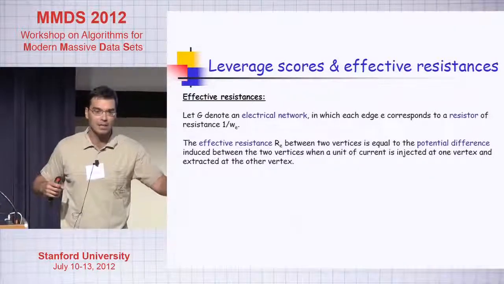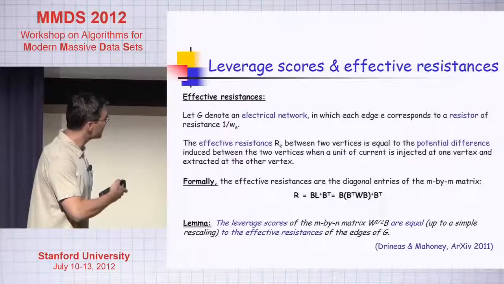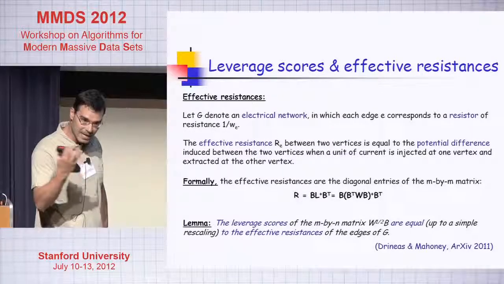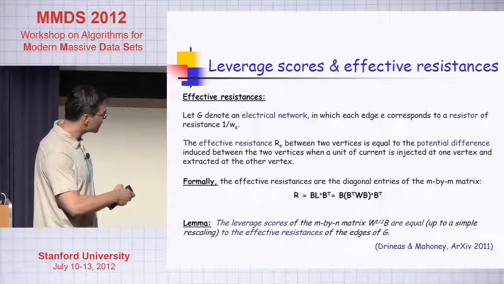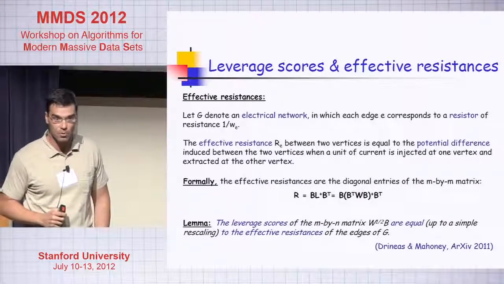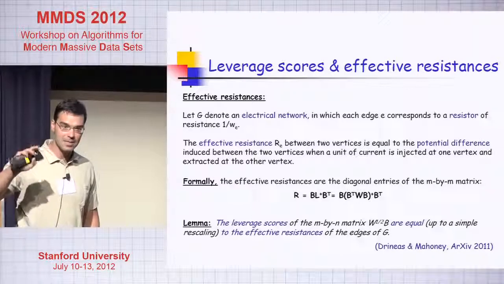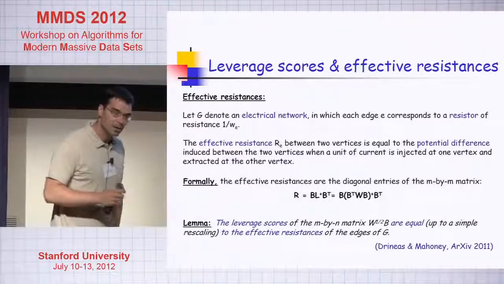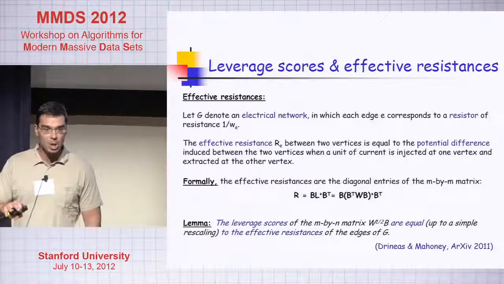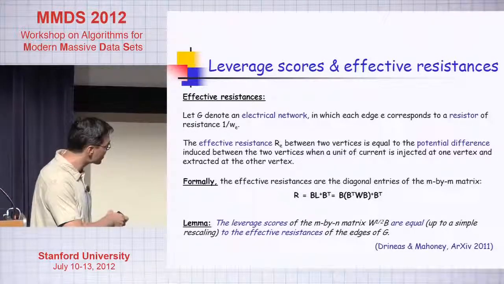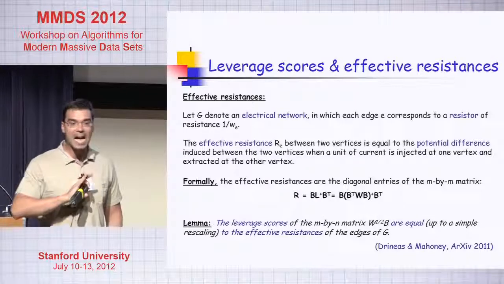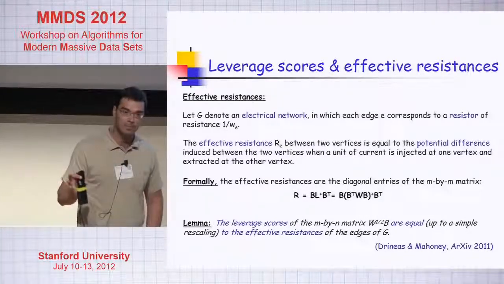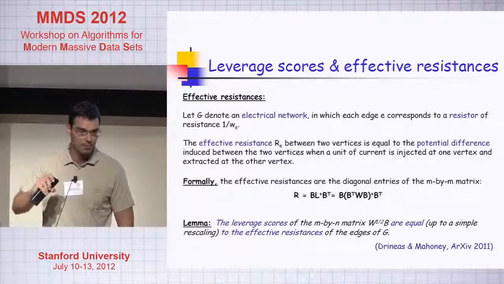Well, there is also a mathematical formulation. It turns out that the effective resistances are the diagonal entries of this matrix here: B, that's my edge incidence matrix, times the pseudo-inverse of L, times B transpose. The reason you need the pseudo-inverse for the Laplacian is that the Laplacian is rank deficient, so you need to worry about this. What we argued with Michael a couple of years ago is that these effective resistances, the diagonal entries of this matrix, are exactly equal to the leverage scores of the matrix W to the half B. Up to scaling, but this really doesn't matter.